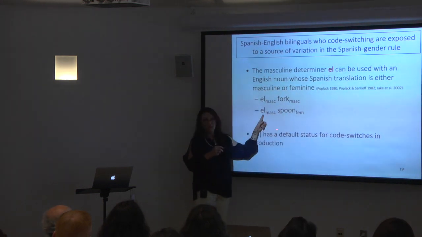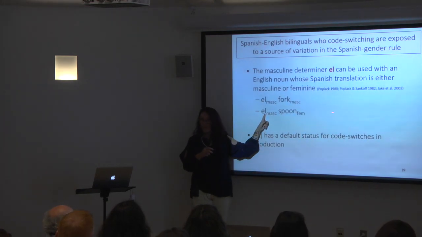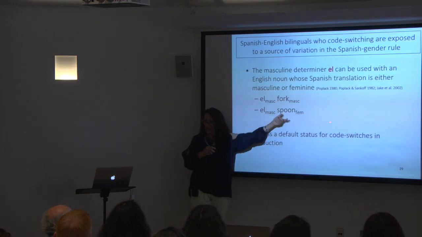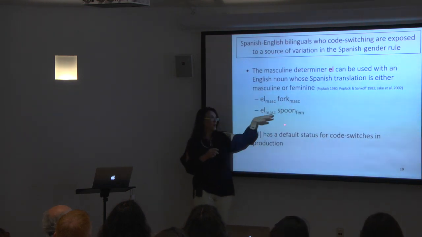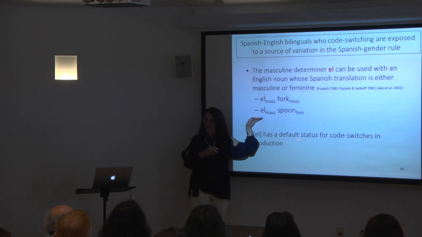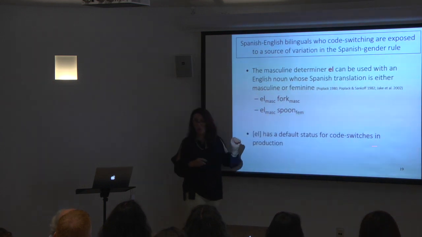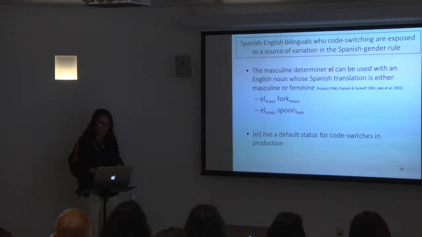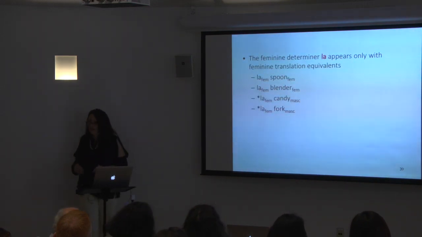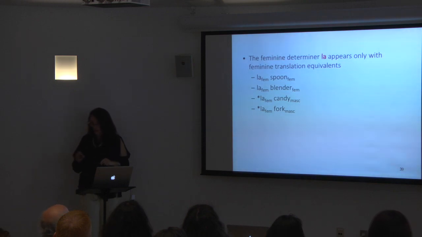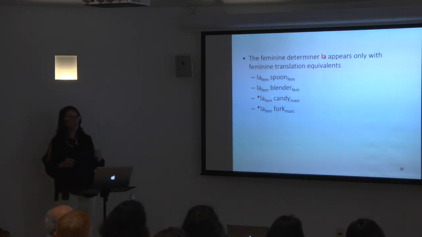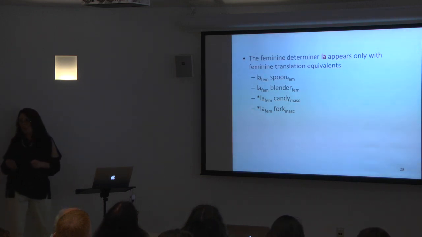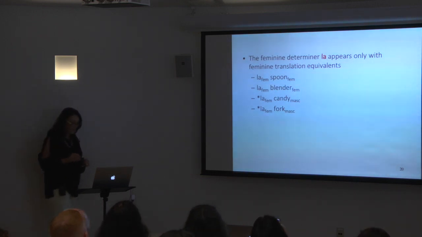Despite that, the masculine article is used. So if you think about the idea that perhaps what bilinguals are doing is matching gender, well, this is a violation of the rule, because you have a masculine article and the translation equivalent of a feminine word. That's for masculine. For feminine, though, that's not the way it works. So the feminine determiner la, also meaning the, appears only with feminine translation equivalents.